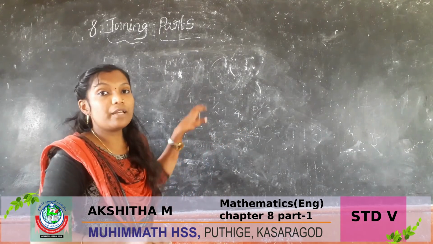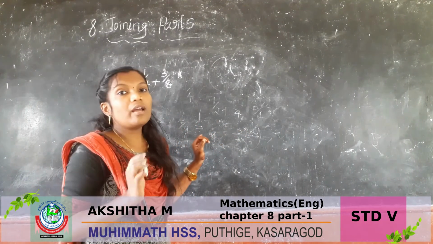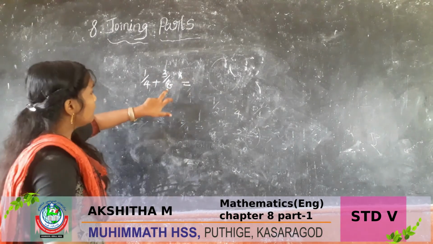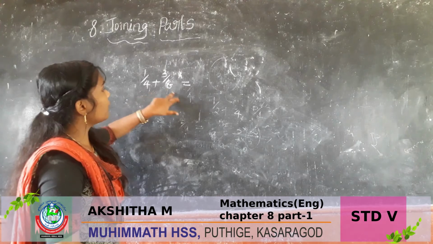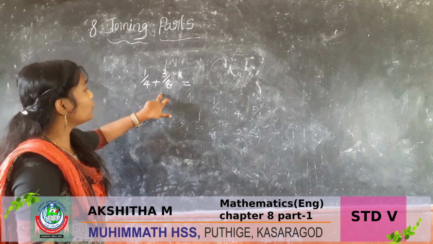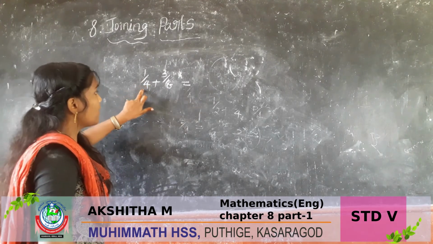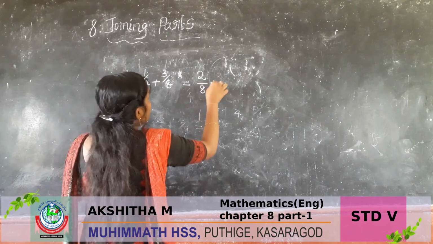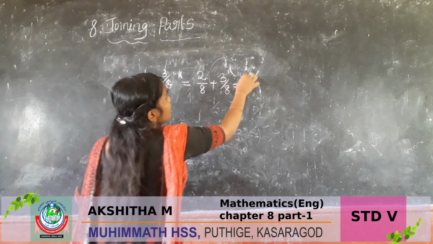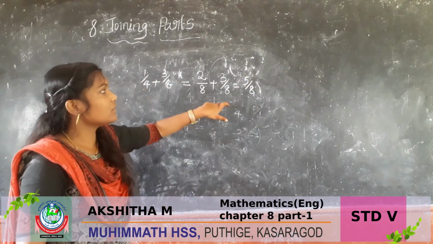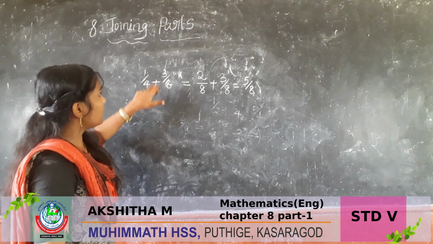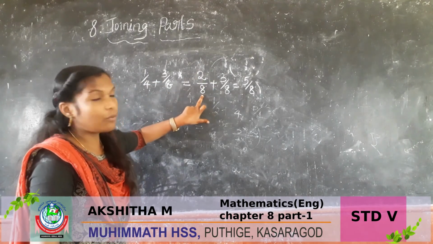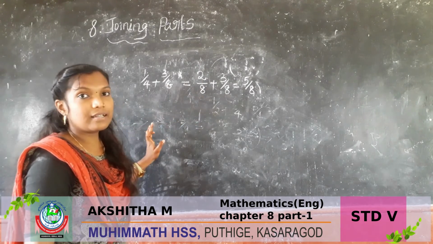How can we join 1 by 4 plus 3 by 8? Here you can see different denominators. So first we have to make the denominator the same. So here 1 by 4 we can write as 2 by 8, plus 3 by 8 is equal to 5 by 8. Like this we can join 1 by 4 plus 3 by 8. First we have to make the denominator the same.